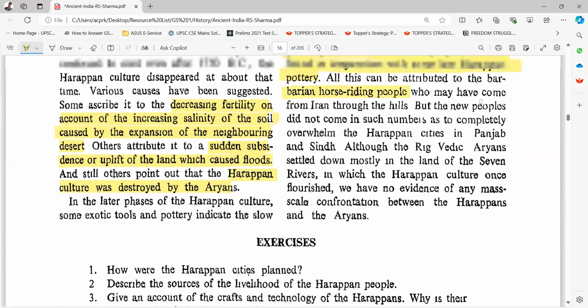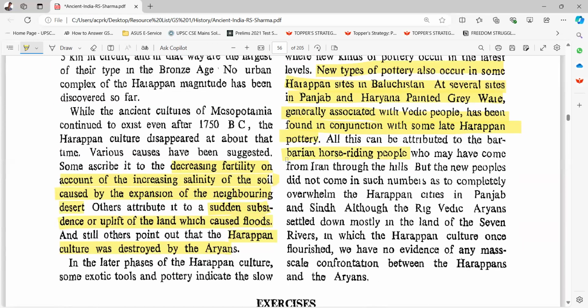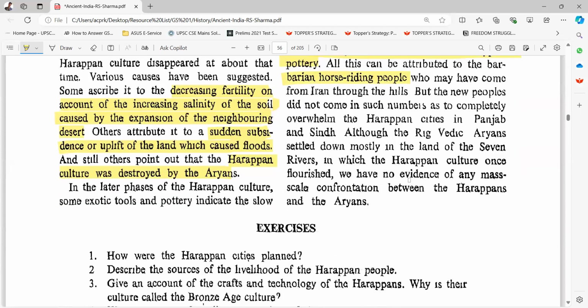But the new peoples did not come in such numbers as to completely overwhelm the Harappan cities in Punjab and Sindh. Although the Rigvedic Aryans settled down mostly in the land of the seven rivers in which the Harappan culture once flourished, we have no evidence of any mass scale confrontation between the Harappans and the Aryans.